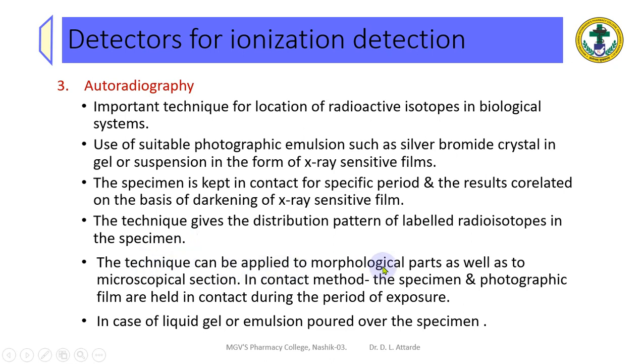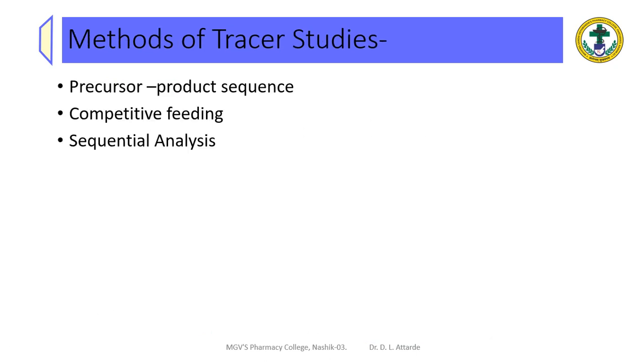The technique can be applied to the morphological part as well as to the microscopical section. You can put your sections over this film, and also you can locate. In contact method, the specimen and photographic films are held in contact during the period of exposure. Now, if it is a liquid gel or emulsion, it can be directly poured even over the specimen. So these are the 3 detectors we have just gone over.